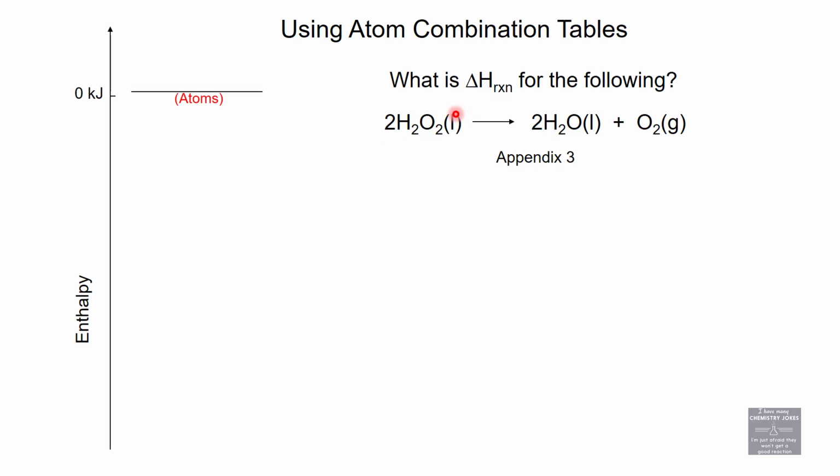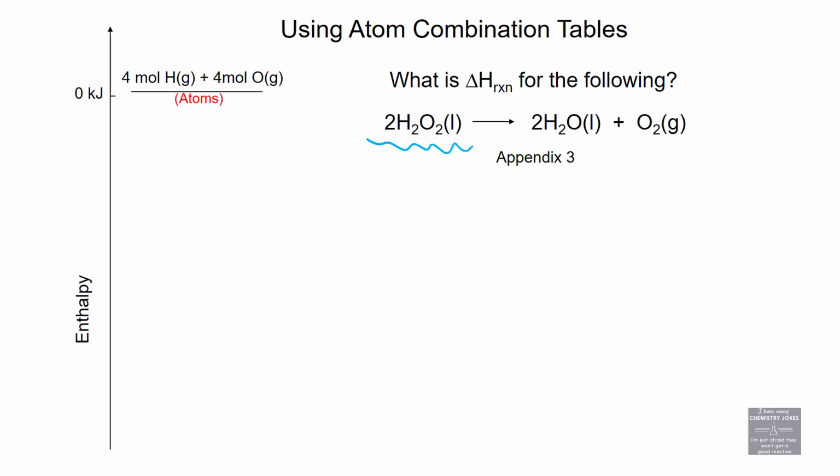How many hydrogen atoms on the left-hand side? 4. How many oxygen atoms on the left-hand side? 4. So because I know that's what's going to combine together in this whole system, I define that as 0, and I'm going to start my enthalpy plot with that shelf. And then I'm going to visit Appendix 3 in the back of the textbook, and I'm going to look up the enthalpy value of H2O2 as a liquid.